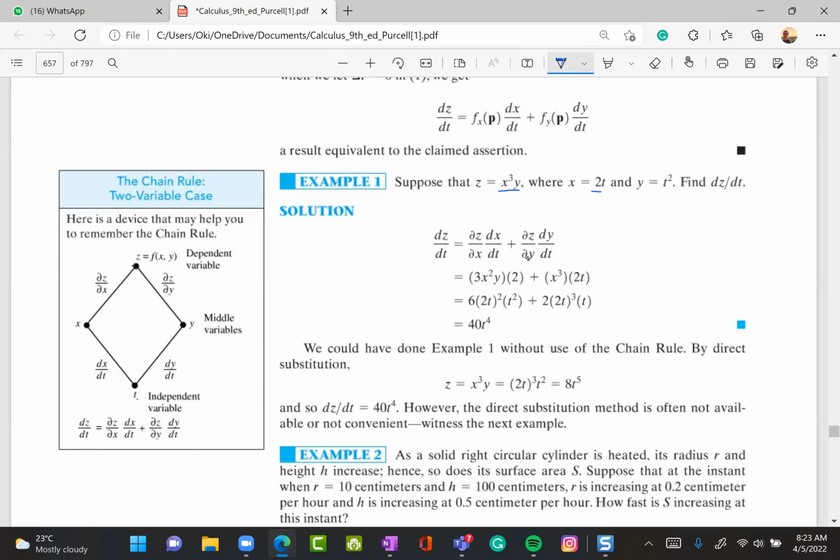You may also just substitute x and y from the beginning. So you get z as a function of t. Here in z, you substitute 2t for x, and t squared for y. So you can directly compute dz over dt, and you get the same thing as this.